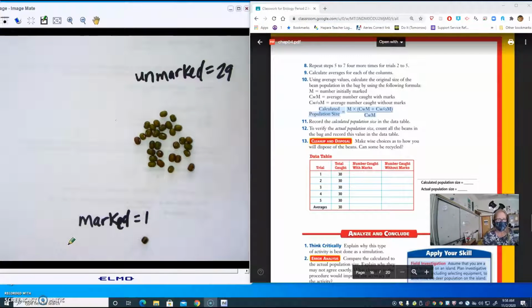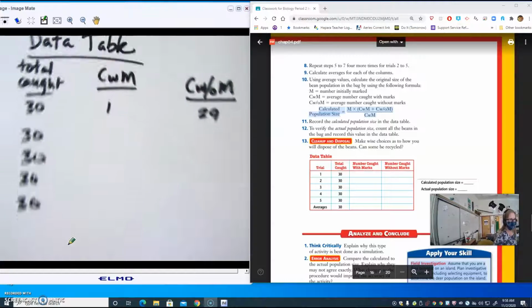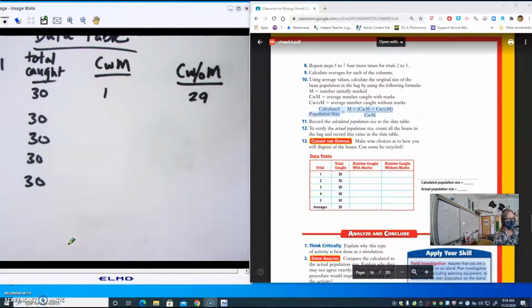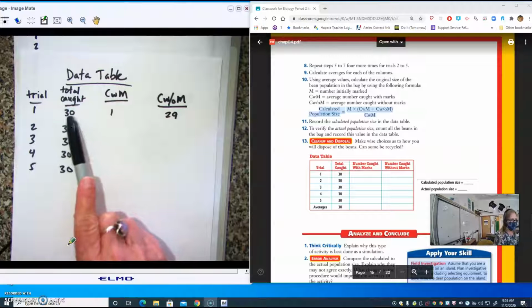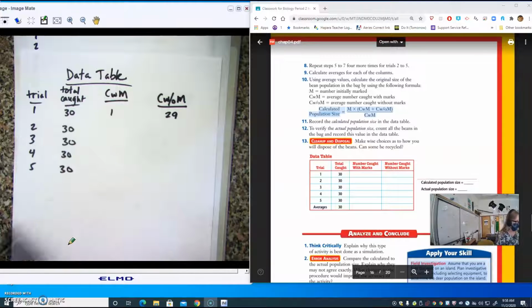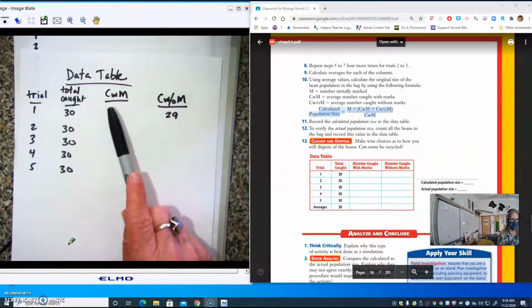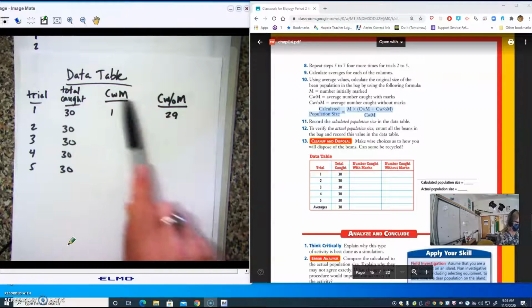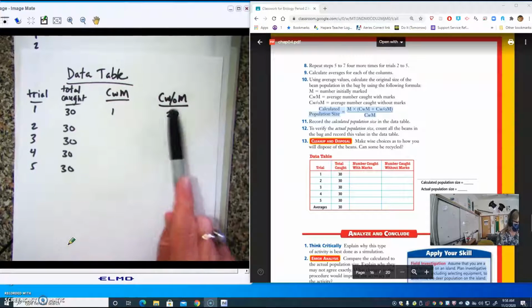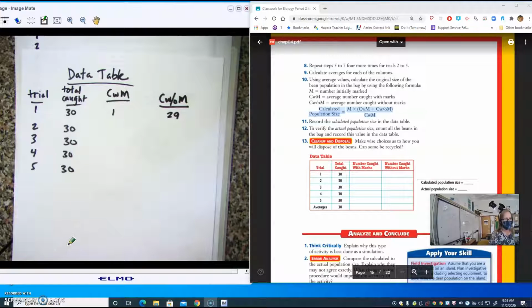Okay, so I just made a data table on a piece of paper. So let me zoom out just a little bit. So for the first trial, we pulled out 30. I'm always going to be pulling out 30. I counted the ones with marks. That's what these initials mean in your instructions, is 1. So caught with marks is 1. Caught without marks is 29. Okay, and I would do that 5 more times, and then I'll show you how to do the calculations.